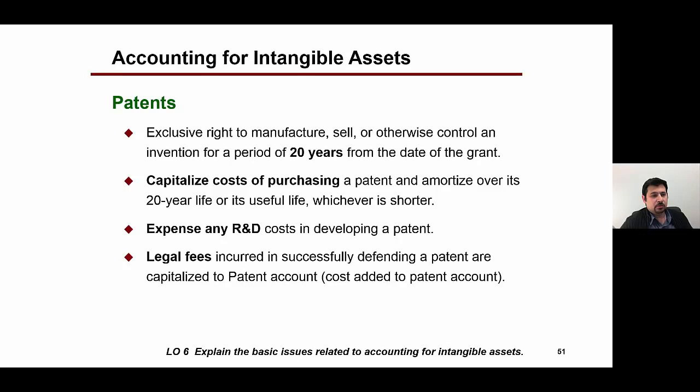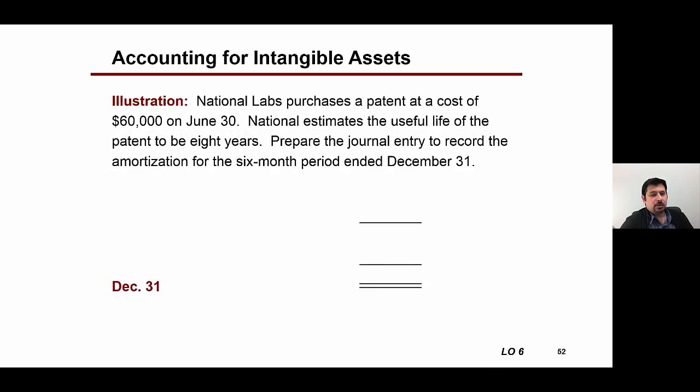So let's look at an example here. National Labs purchases a patent at a cost of $60,000 on June 30th. National estimates the useful life of the patent to be 8 years. Prepare the journal entry to record the amortization for the 6 months period ended December 31st. Once again, the cost was 60,000 and it has a useful life of 8 years.